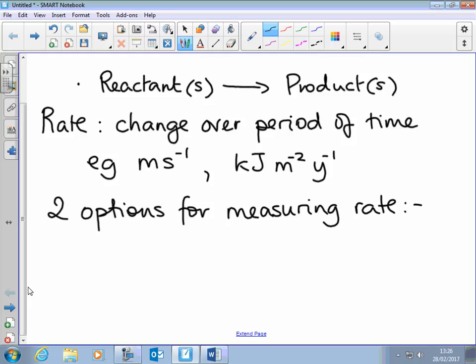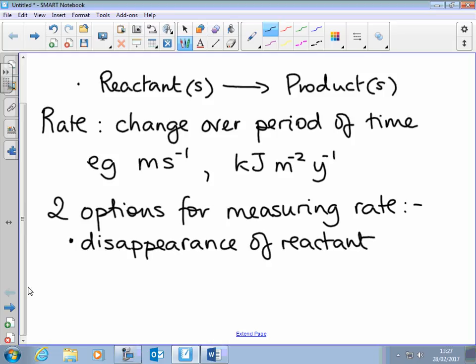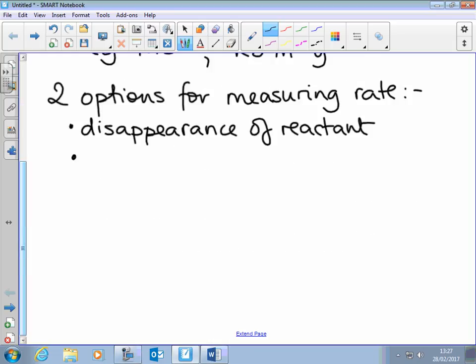So yeah, you use the reaction, you look at the aspect of the reaction that's most measurable, and you use that. And you're going to look at several options, really just for the sake of different practical techniques. Particularly tomorrow, where you're not all going to do the same thing. You're going to try out different ways of measuring the same reaction. So our two options are, first of all, the disappearance of reactant, and then our alternative is the appearance of product.